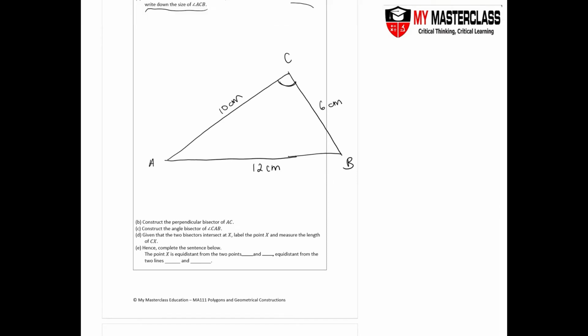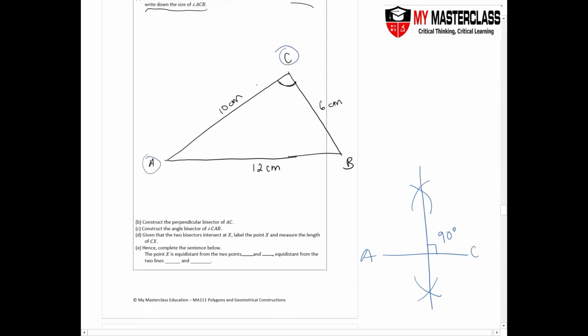Now let's take a look at what perpendicular bisector means. Perpendicular bisector means if I have AC, I would have a perpendicular bisector that will give me exactly 90 degrees. So what does this mean? It means for you to take note of these 2 points. So part B is the color in blue.